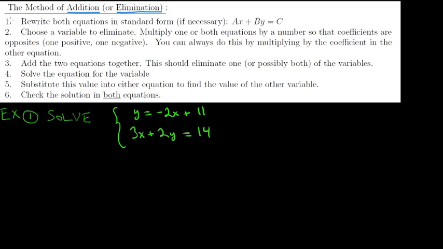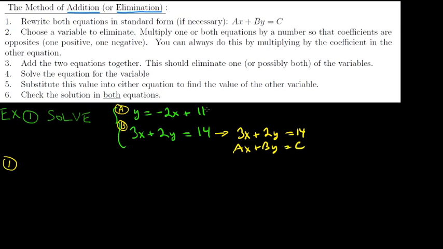So I'll take you through this step by step. Here's our system: y equals -2x plus 11, and 3x plus 2y equals 14. Again, I'll label the first equation as equation A and the second equation as equation B. Step 1, we want to rewrite both equations in the form ax plus by equals c. You'll notice that the second equation, equation B, is already written in that form. 3x plus 2y equals 14, because this is ax plus by equals c. a is 3, b is 2, and c is 14.